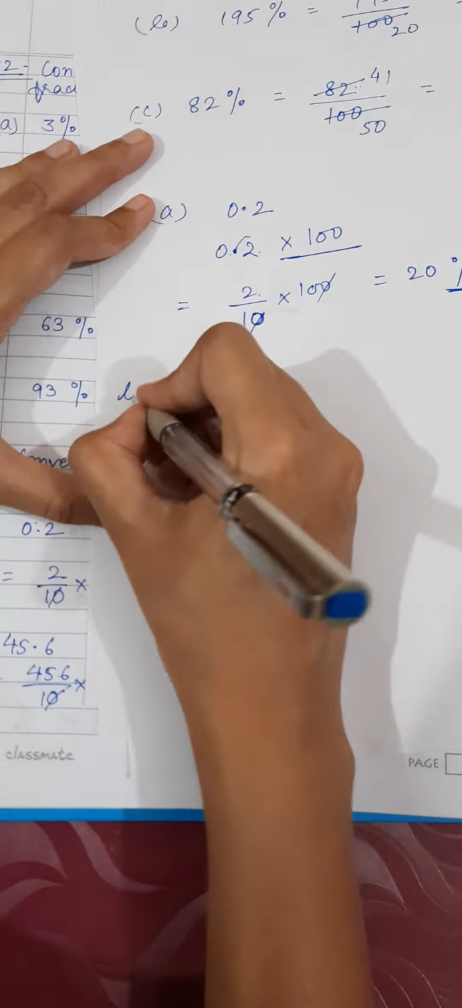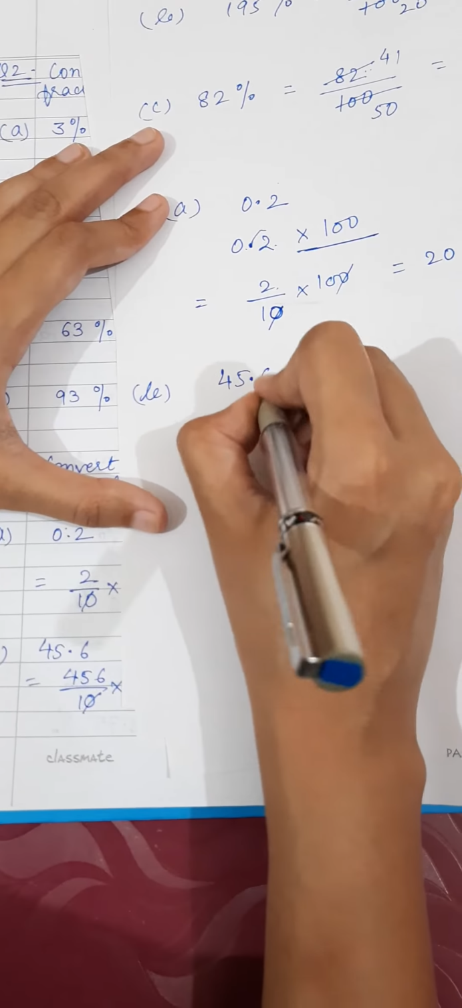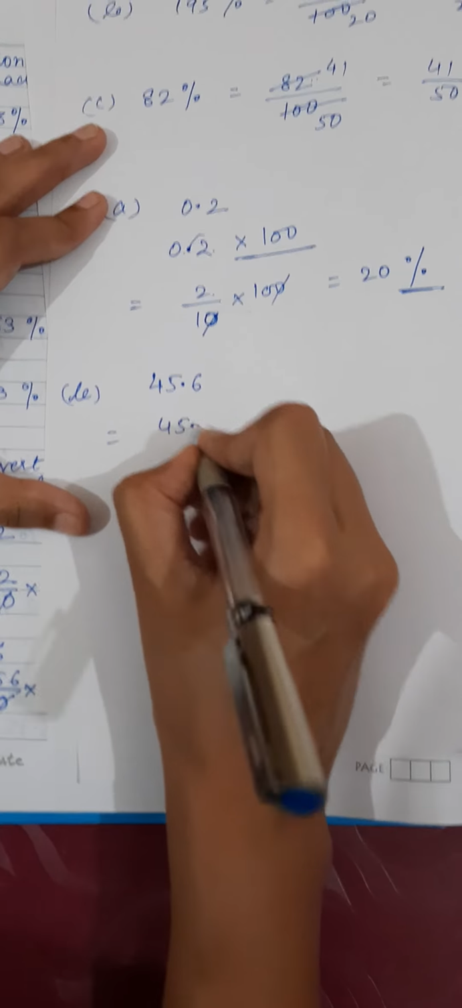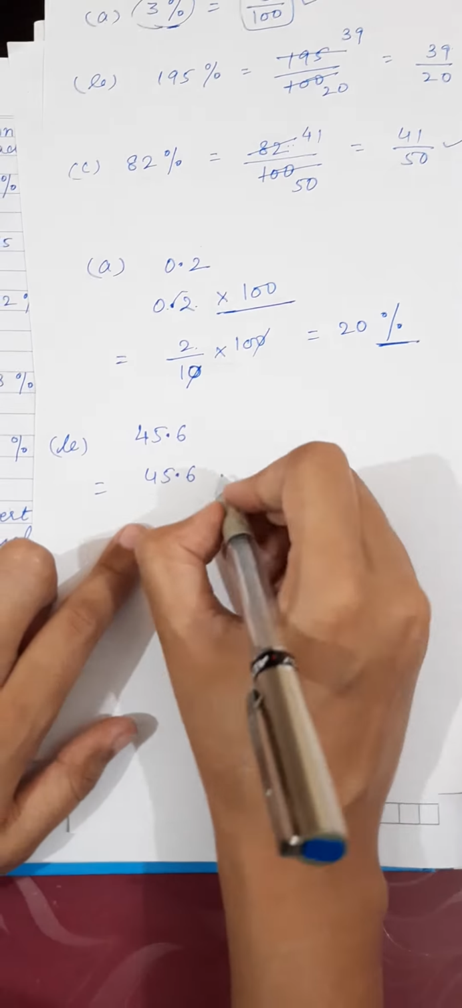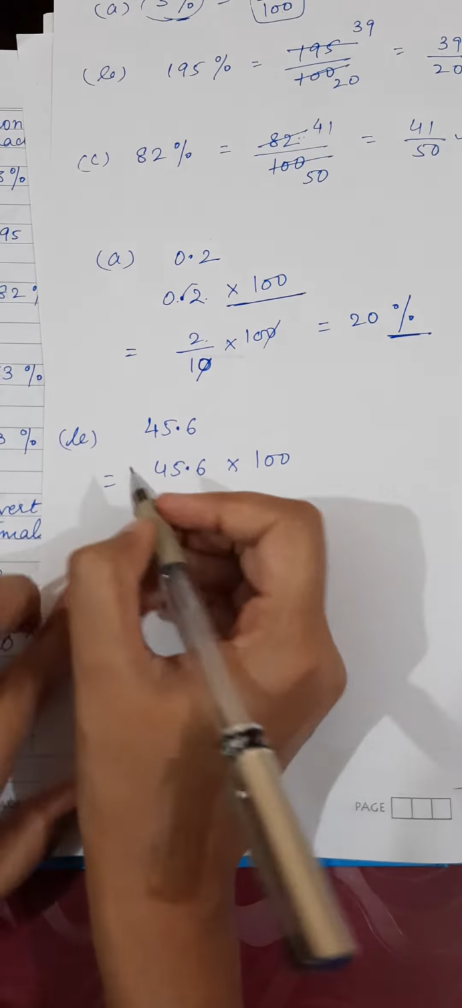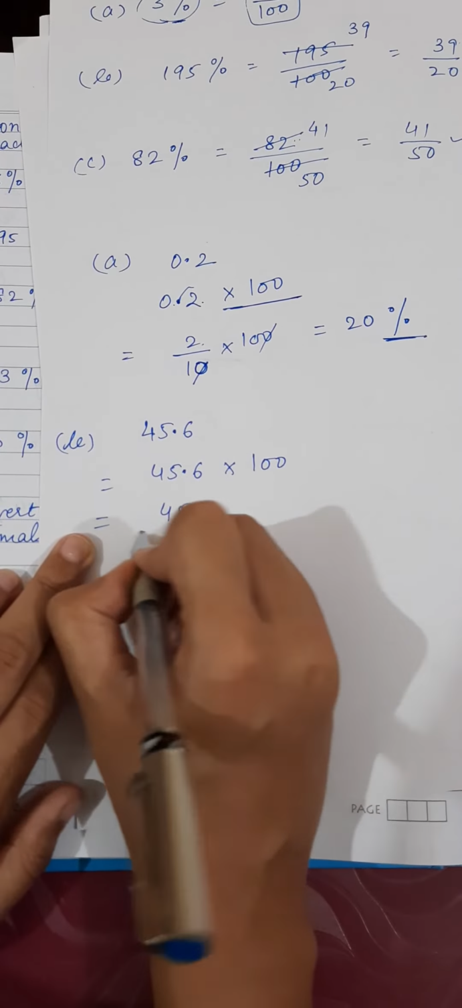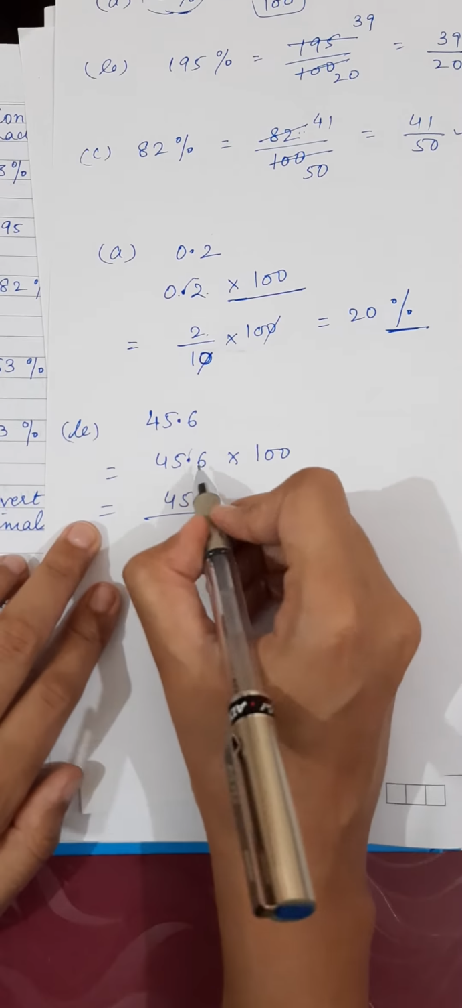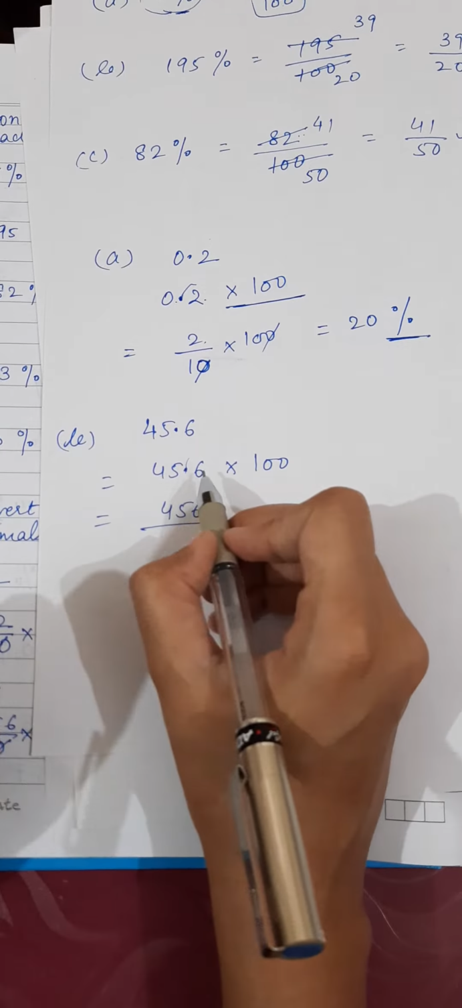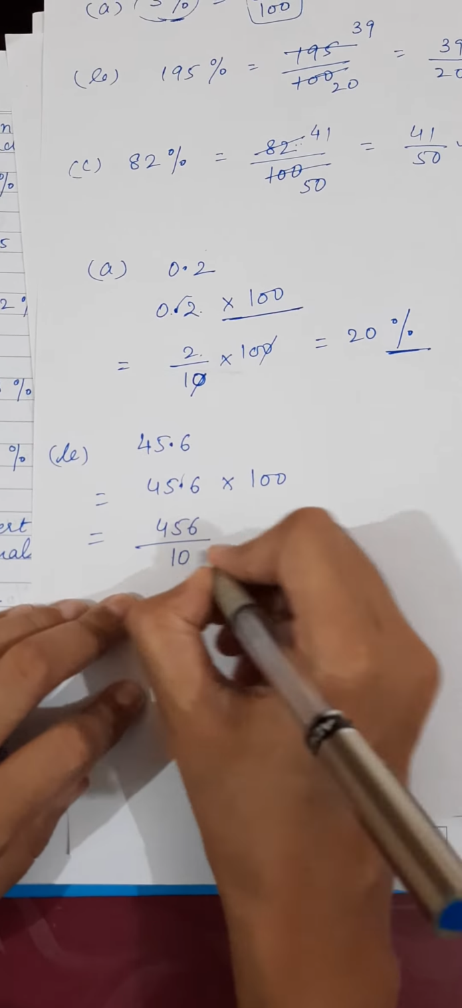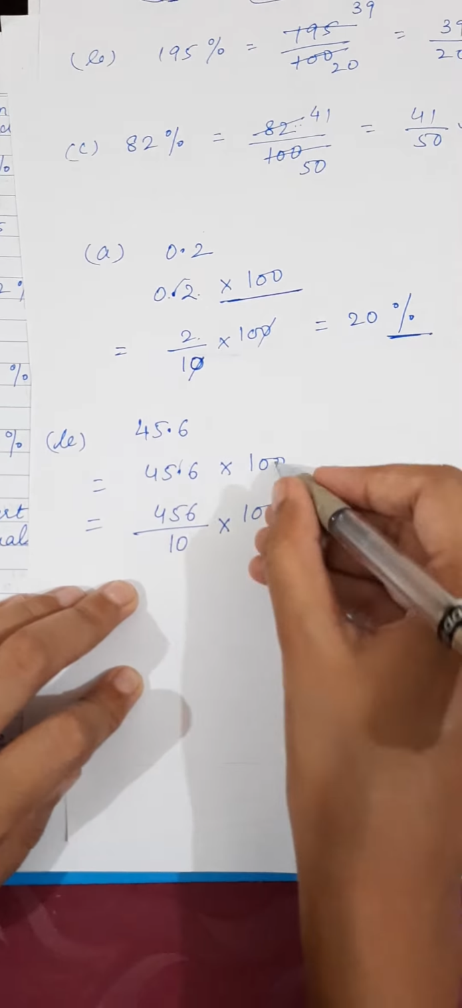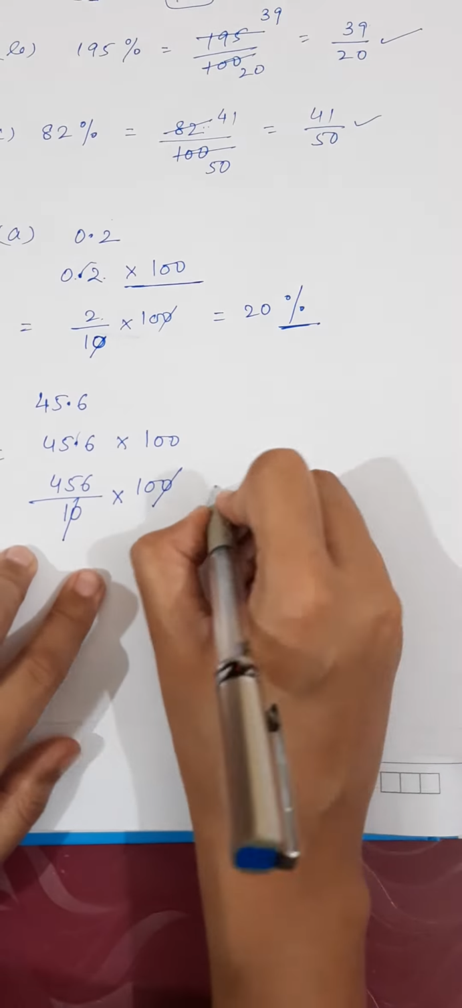Second part is 45.6. Now 45.6 I have to change to percentage, so I'm going to multiply it by 100. Now the next step is that I am going to remove the decimal. To remove the decimal, after the decimal how many digits are there? 1. So that means I'm going to divide it by 10 and then multiply by 100, as it is 0 and 0 cancelled. What is left?